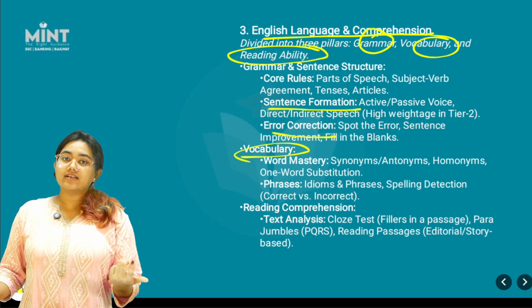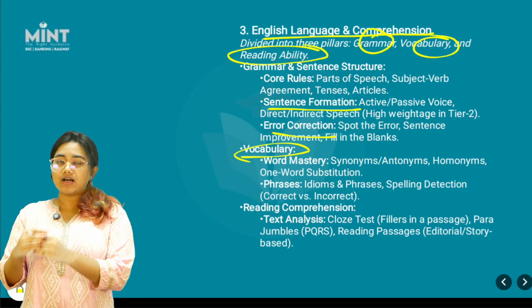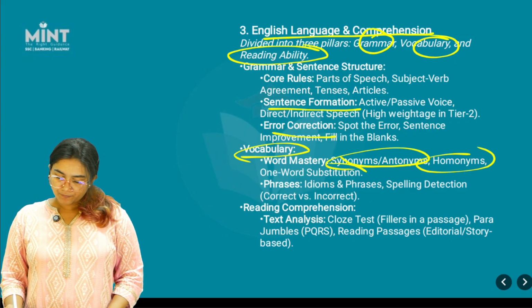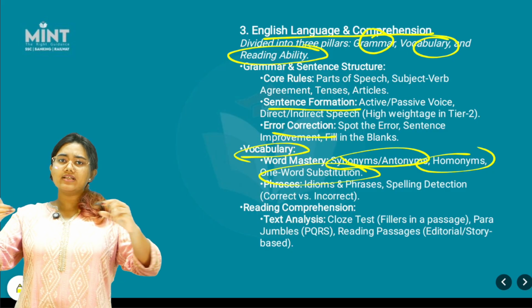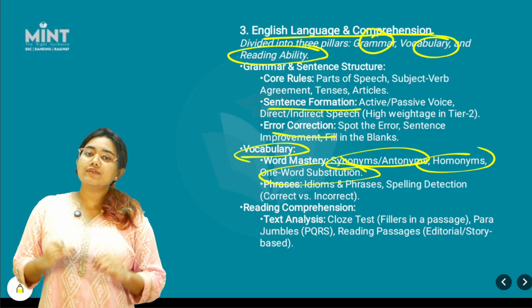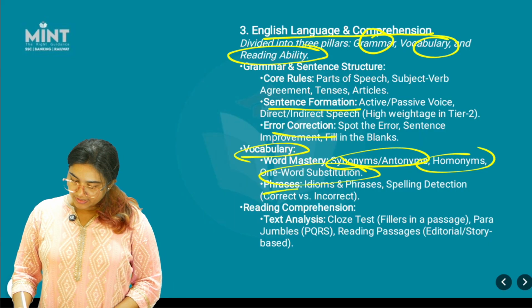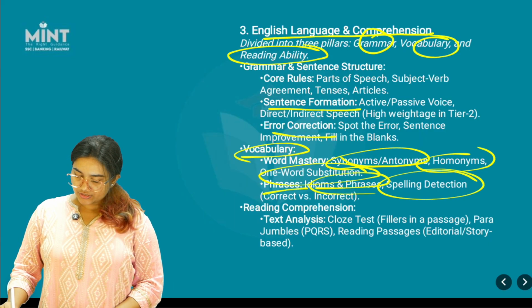Vocabulary is again another thing that is important, which is basically a mastery over words. You need to know about synonyms and antonyms, homonyms, one word substitution. A sentence will be given, and then you have to find one word that basically summarizes the entire thing. Then there are idioms and phrases, spelling detection, all of that.